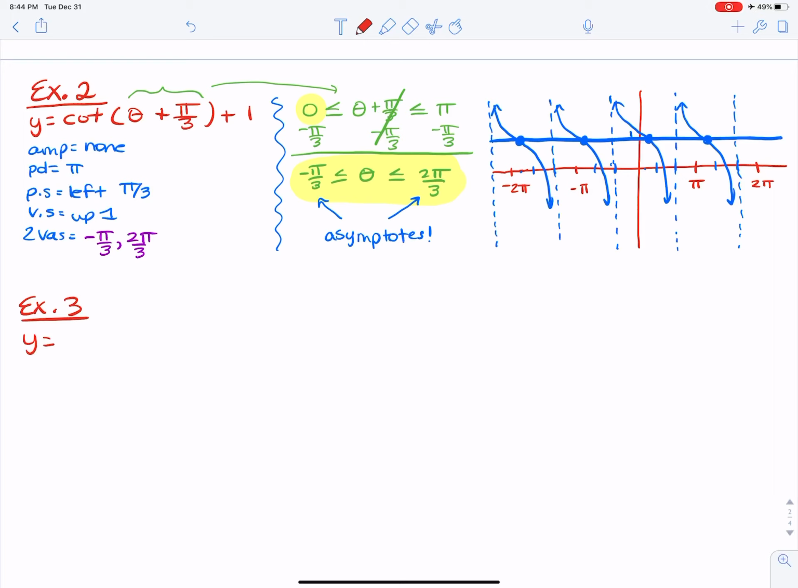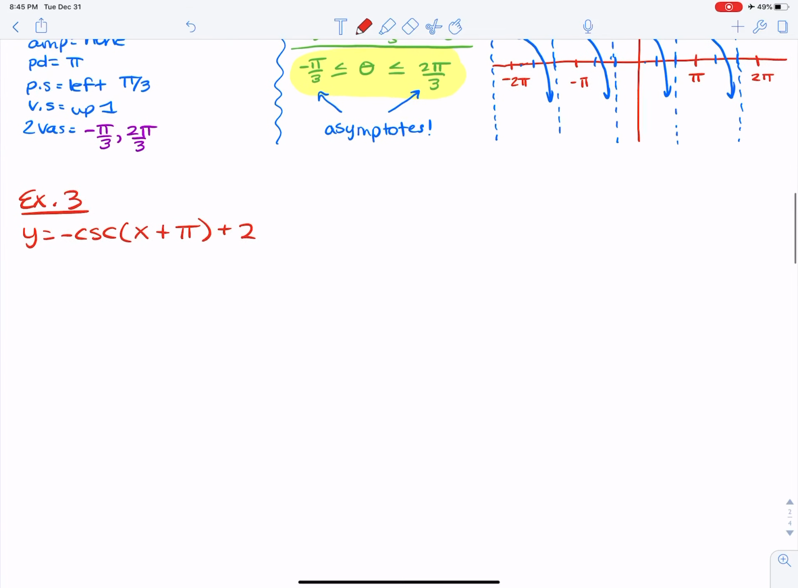Switching it up, we need to do the secant and cosecant ones. Negative cosecant of x plus pi, plus 2. Now let's find all the things: amplitude, period, phase shift, vertical shift, and the VAs. All right. Amplitude. Well, in this case, there is no amplitude, but it does reflect over the x-axis. So just make a note of that so you don't forget. Period is 2 pi this time, because we have switched it up to a different function. Our phase shift is left pi, and our vertical shift is up 2.